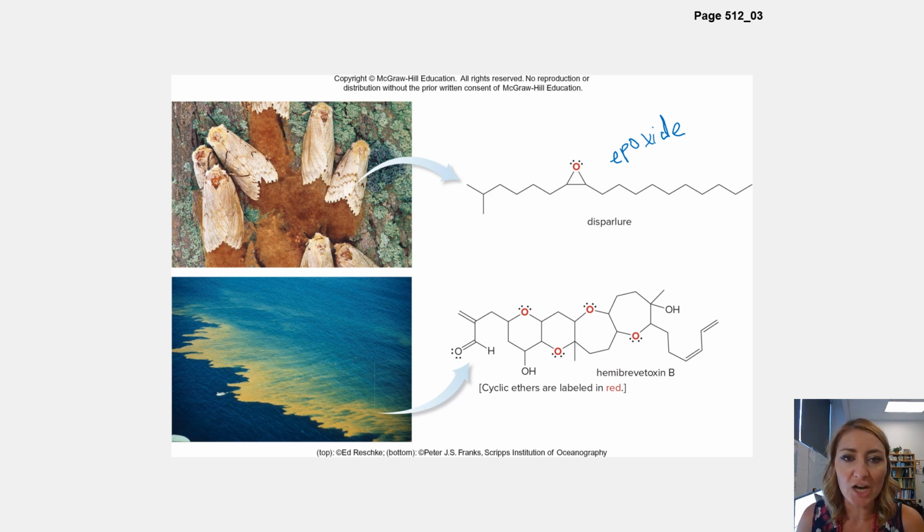This is hemibrevetoxin B, and this is a complex neurotoxin, and it has four ether oxygens, and this is produced by algal blooms that you would see in the ocean. So maybe you've heard of a red tide. A red tide happens, your ocean turns red when this algae proliferates that produces this neurotoxin. That is a time where it is not safe for you to be swimming because you'll come in contact with this neurotoxin and it will result in death.